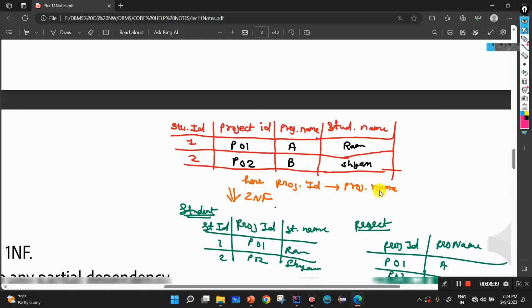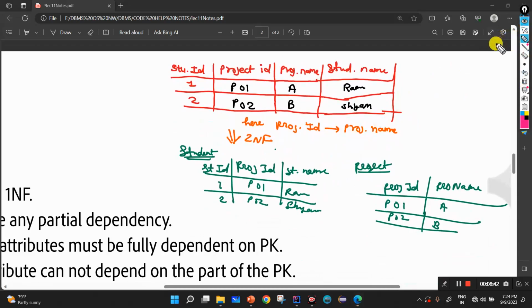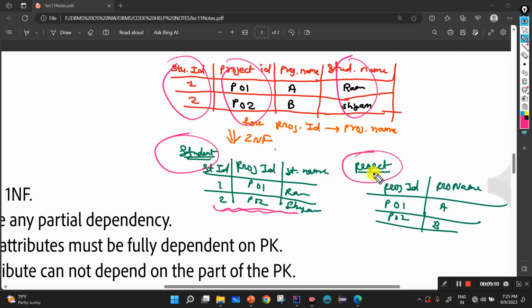So what can we do? We can decompose or break our table in such a way that we can convert it into 2NF, or we can reduce this problem, where a non-prime attribute depends on another non-prime attribute. Okay, so let's look into it. So what we did: 1, P01 and Ram. So 1, 2, 3, we have included in a single table called the student table, and there is a project table. In the project table there is a primary key, which is here a foreign key. So we make a relation between them.